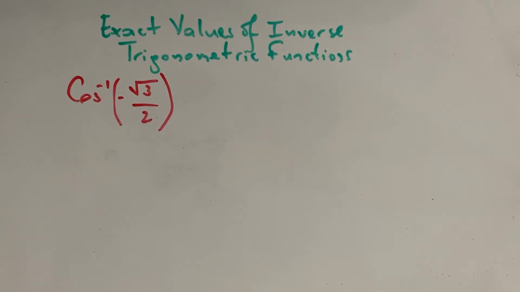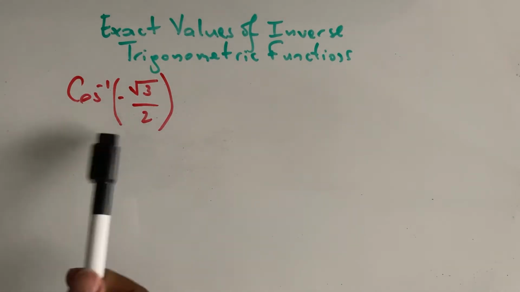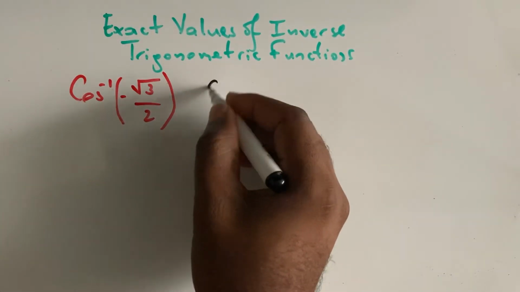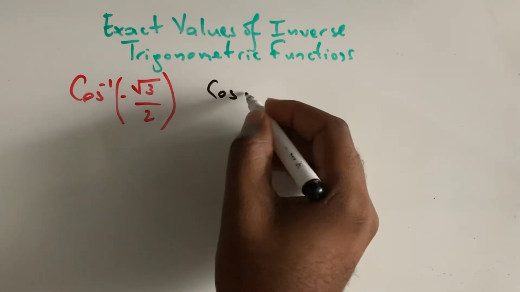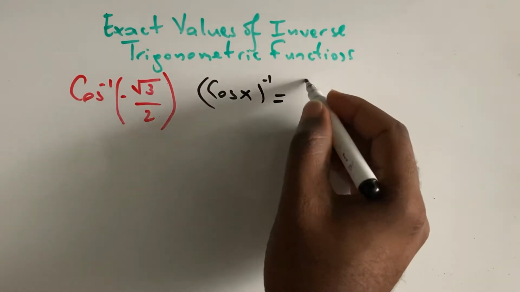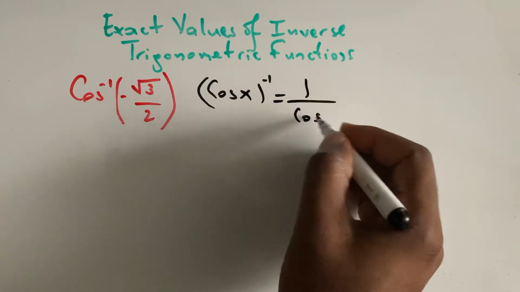Hello, in a previous video I showed you how to calculate the exact value of inverse sine functions. Now, inverse cosine function. We're going to use the same approach to get to the answer here. A couple of things to remind you: this is not cosine x, and it's not the reciprocal, in which case it would be 1 over cosine x.